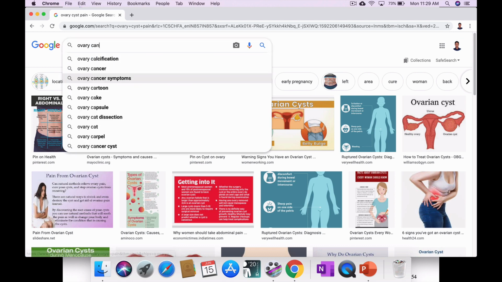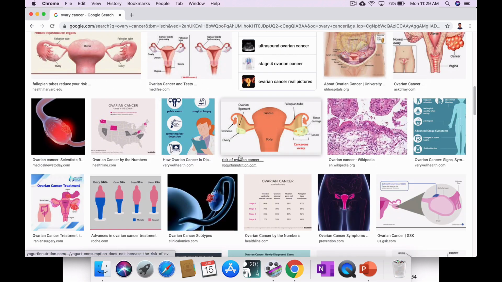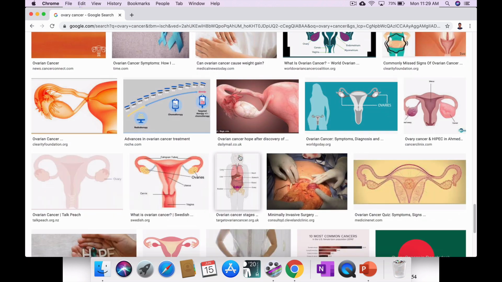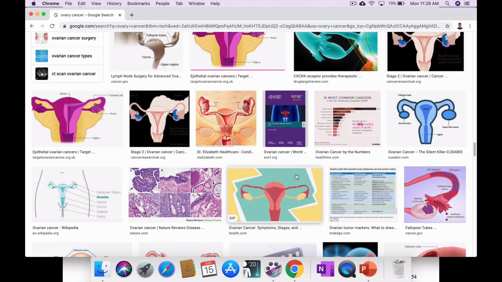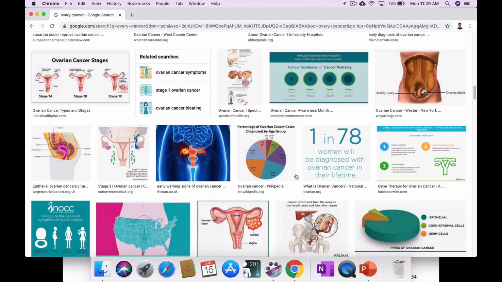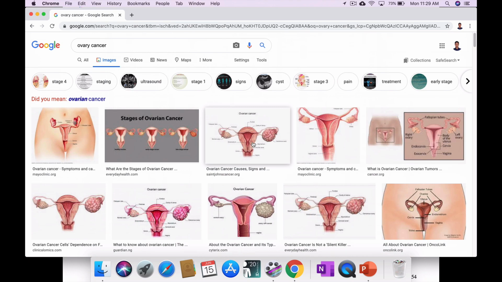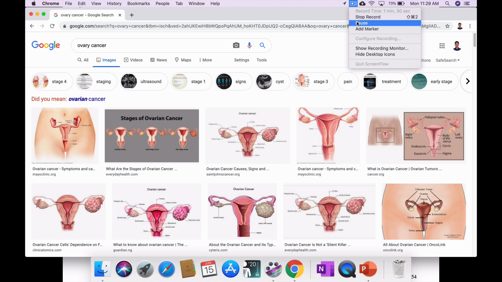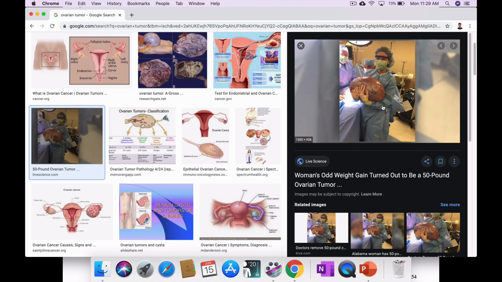Okay, so if you look at this picture of the ovarian cancer, it can grow abnormally, it can grow to a very abnormal size. I will show you this picture. This surgeon is carrying this ovarian cyst, which is around 50 pounds.